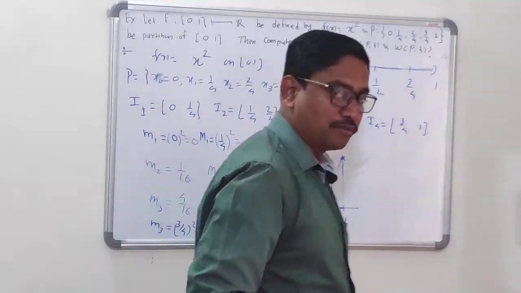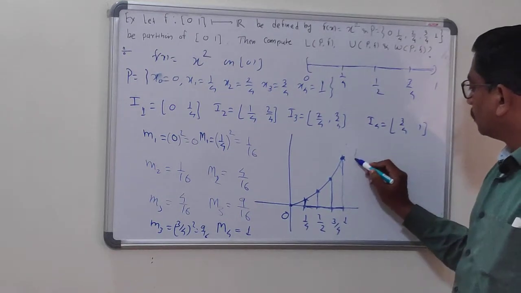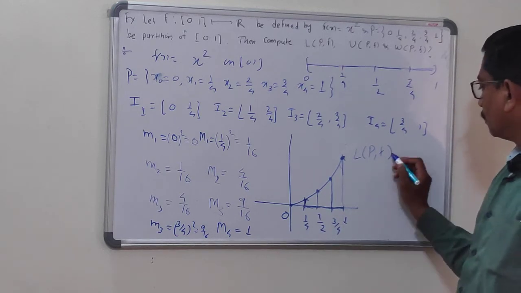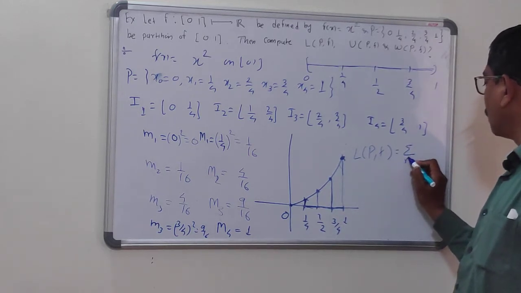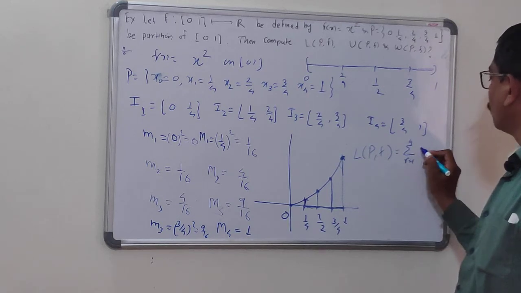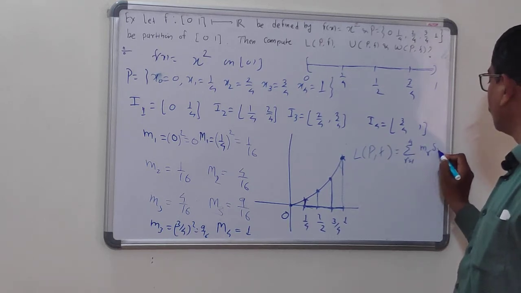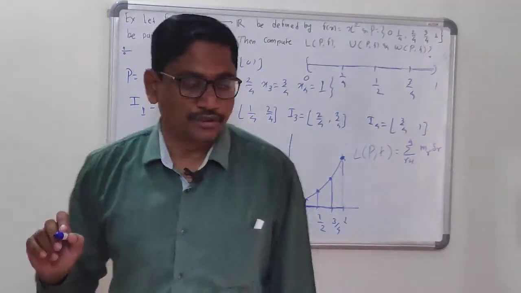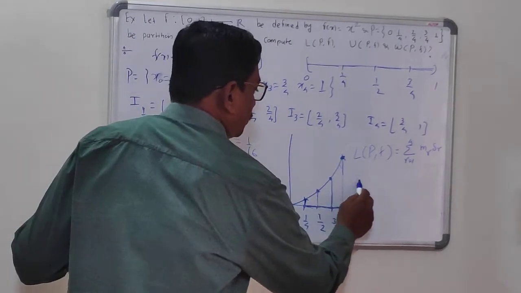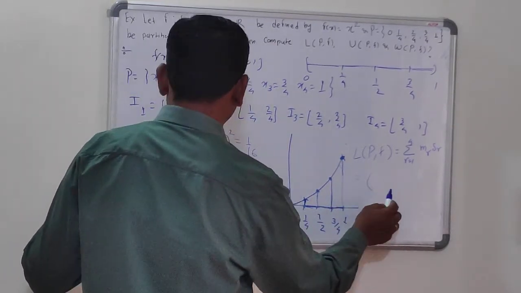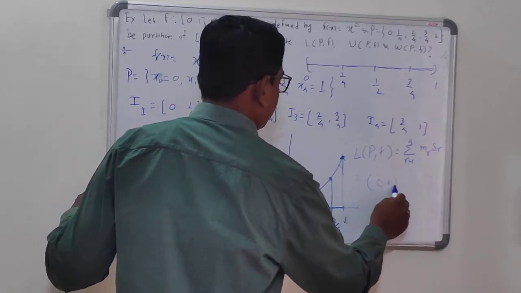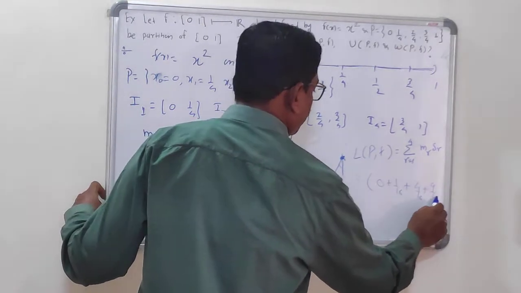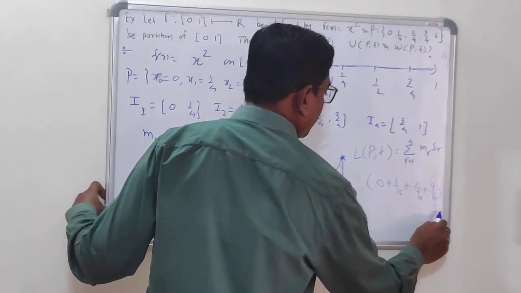Now you want to calculate the lower Darboux sum with respect to this partition. What is the formula for that? Summation r from 1 to 4 of m_r delta_r. Since delta_r is fixed, which is constant, you can take it outside. So sum of all these lower values, 0 plus 1 by 16 plus 4 by 16 plus 9 by 16, and multiply by the common length, that is 1 by 4.